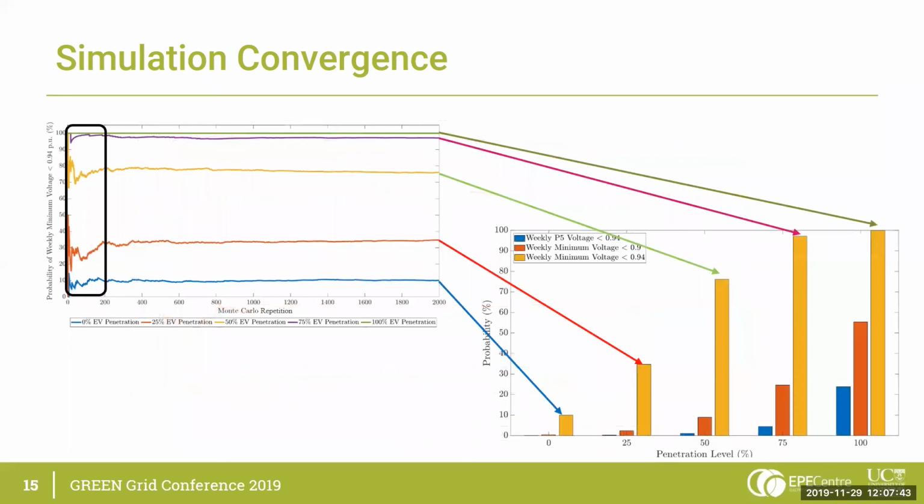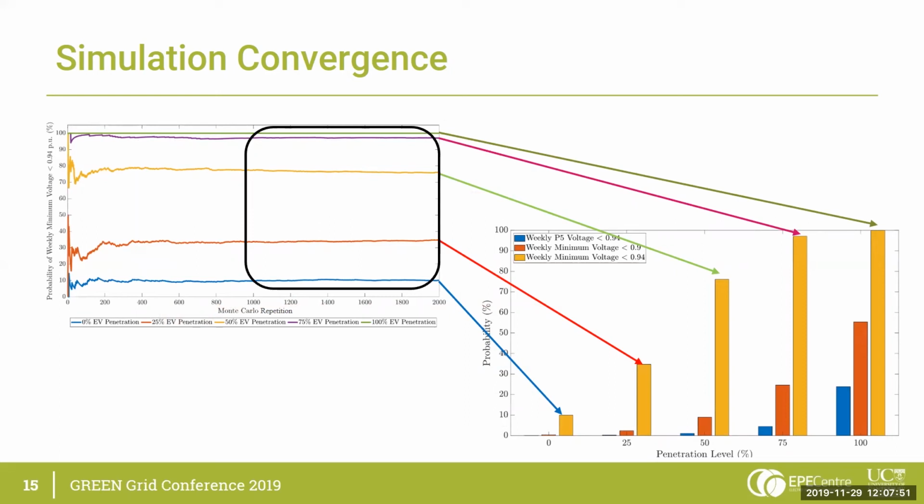So we can see that whilst initially volatile over the first 100 repetitions, the results soon converge. By 1,000 repetitions, the results have converged to within 1%, and there's very little change observed over the next 1,000 iterations. And it's these converged results that we presented in the previous slides. So that maps the converged results onto those bar charts that we've seen previously. Does that make sense?